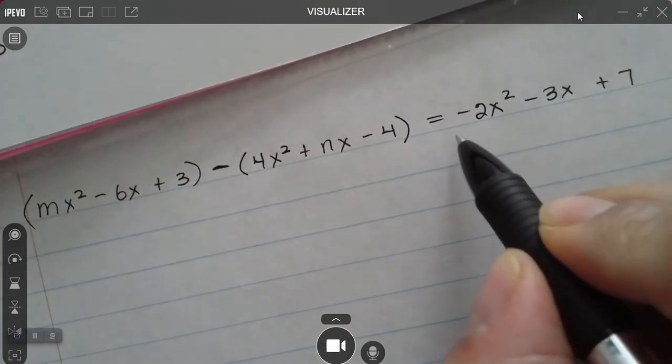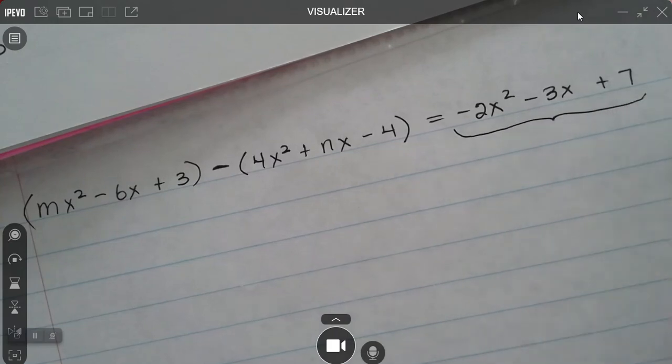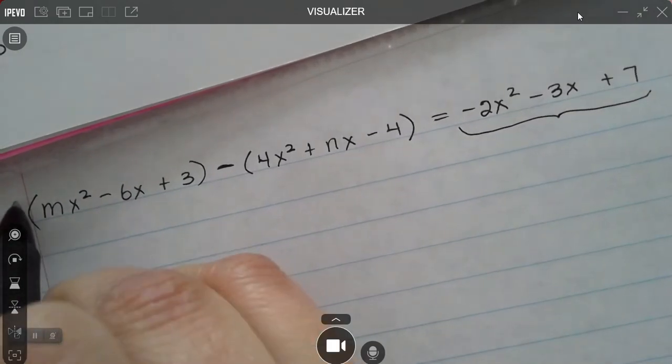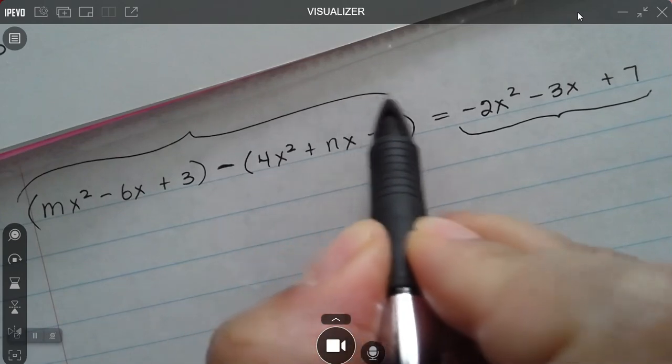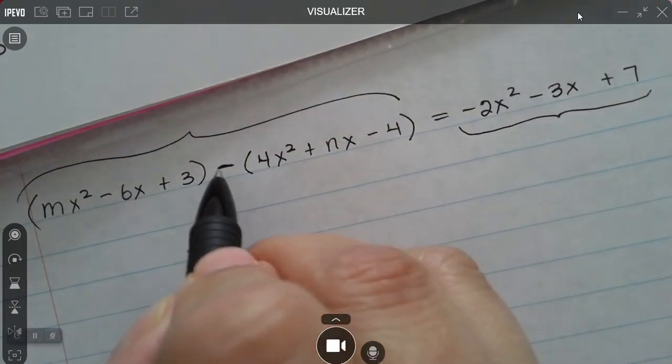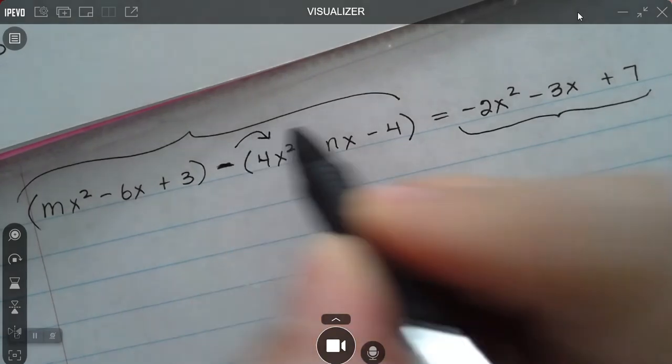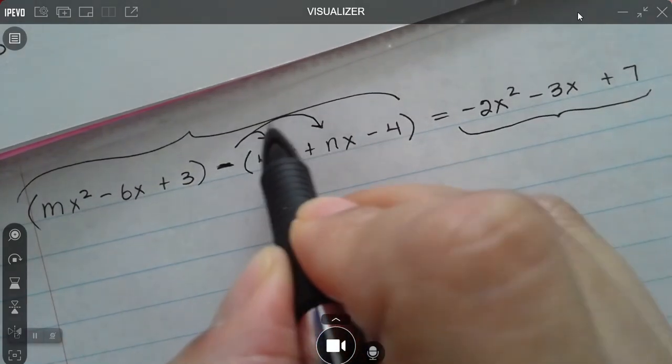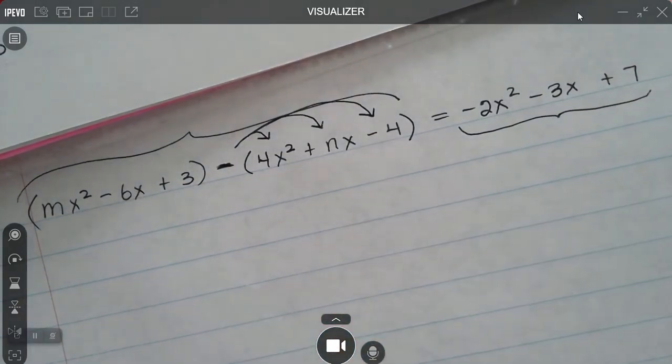And it's the same type of problem, right? This one is already simplified, but this side over here needs to be simplified. But it's not that simple because of this negative sign. And when we distribute that negative sign, everybody's going to change signs.